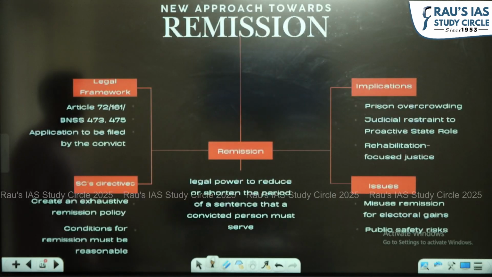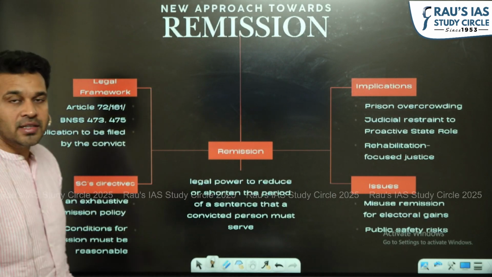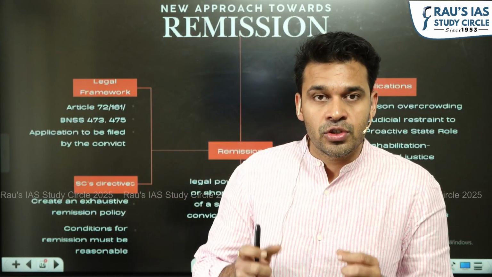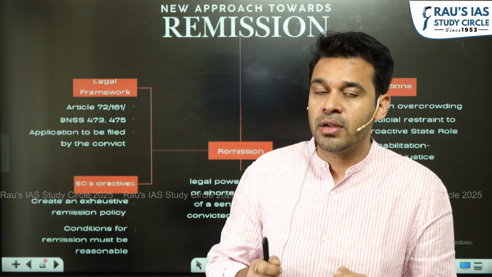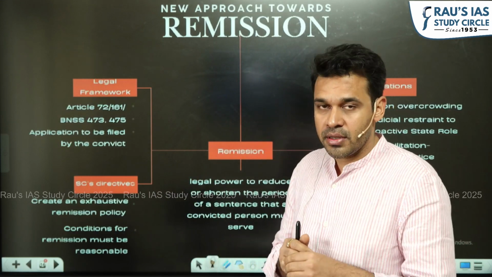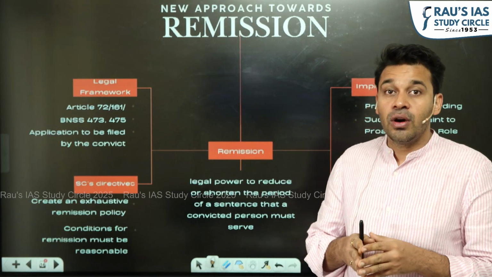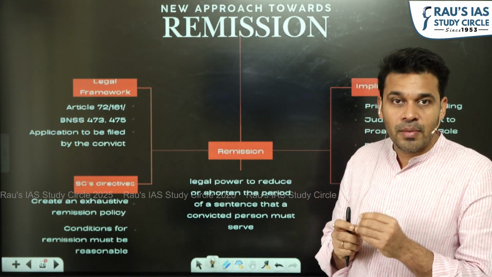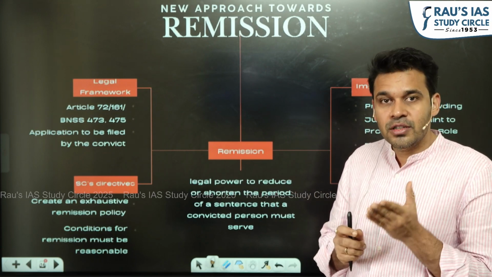This is the second last news for today: a new approach towards remission. The Supreme Court has ordered and mandated the states to come up with a new remission policy immediately. Now, what is remission? If you read Article 72 or Article 161, you are likely to find the word where we talk about the powers of the president or governors to grant pardons.